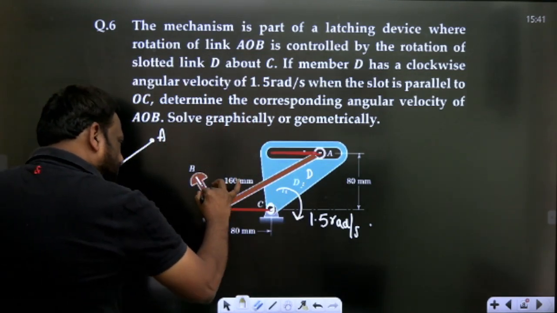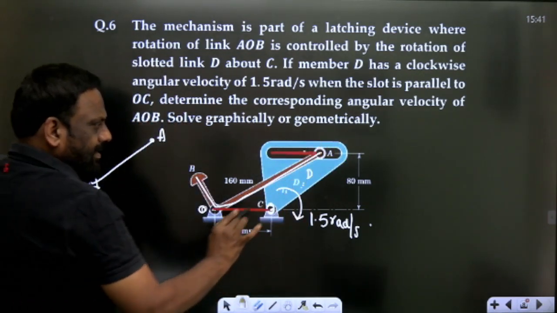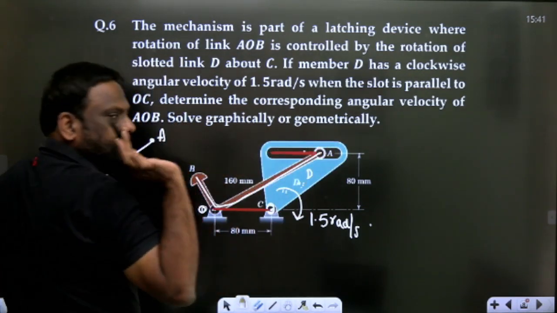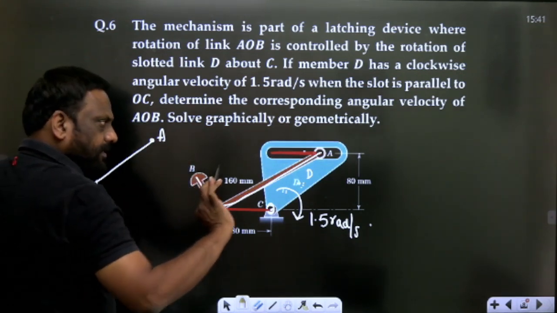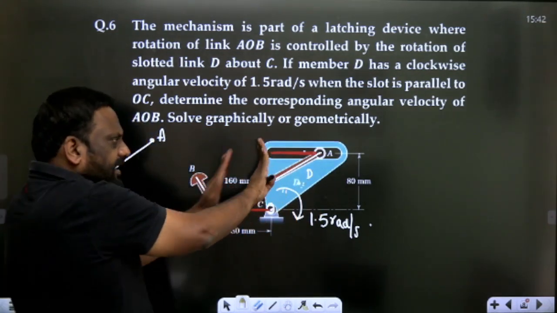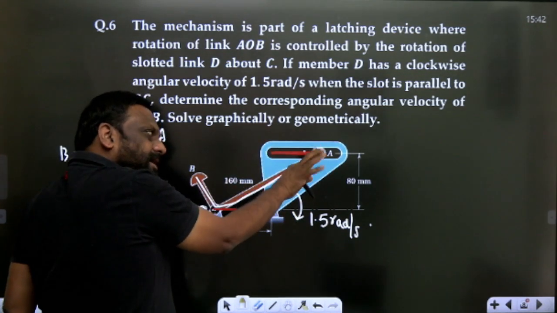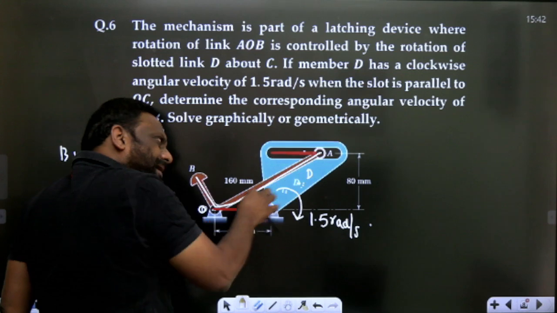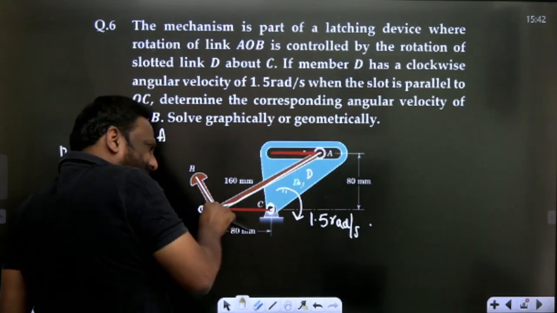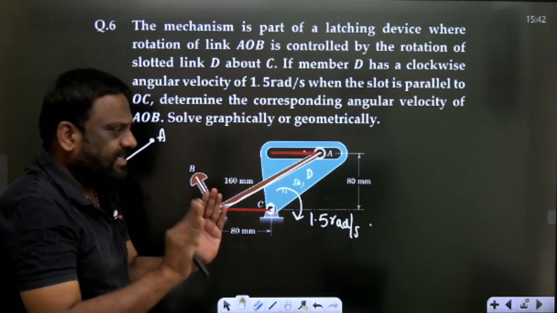There is a link AOB, right? There is another link D. Okay. Link D is rotating in clockwise direction. So definitely when it is rotating clockwise, it will take this end towards itself. So I am sure that this AOB is also rotating in clockwise, if you just visualize the motion.